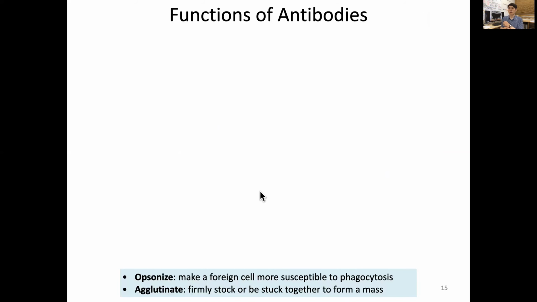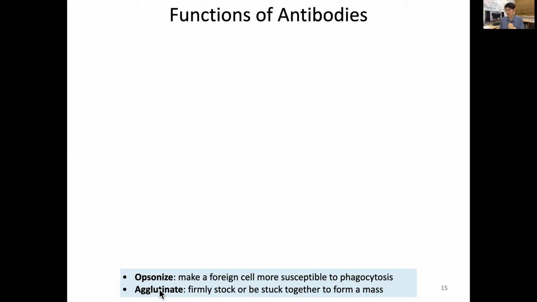So I want to discuss some terminologies when we talk about functions of antibodies. The first is opsonize. Opsonize means to make a foreign cell more susceptible to phagocytosis. The antibody covers this foreign cell, kind of putting a sauce on the external material, so that our own cell-eating cells, such as macrophages, recognize and can phagocytose it.